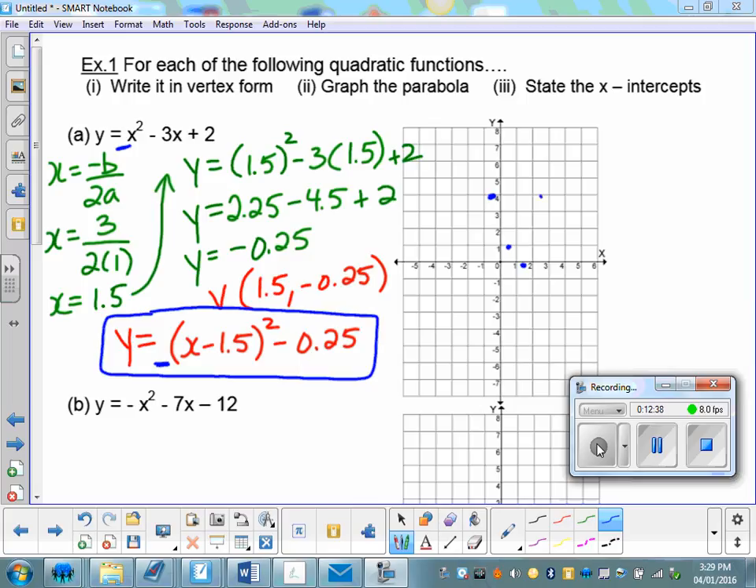So this one's going to be here. And this one's going to be here. So you can see the parabola hasn't been stretched or compressed. It's the same shape as the original one. And that's what the parabola looks like there. I'll just finish the sketch.